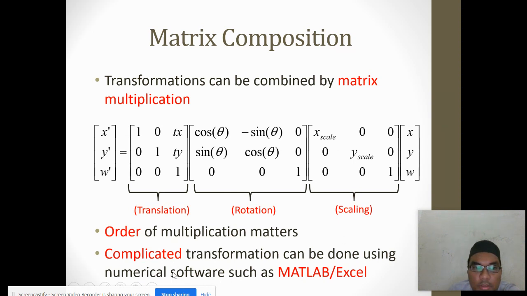Basically, complicated transformations can be done using numerical software like MATLAB and Excel. It's quite hard to do a complicated transformation that involves all four together by hand, but you can easily code it using MATLAB or Excel, and whatever value you want to change, you just change at the main source, and then all the movement will be calculated automatically.